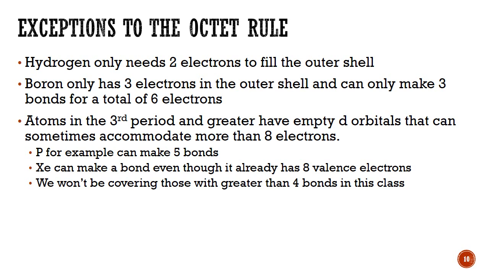And then, as I just said, atoms in the 3rd period or lower that have empty d orbitals can often accommodate more than 8 electrons. So phosphorus, for example, can make 5 bonds. Xenon, which is already a noble gas, you would think, oh, it can't make any bonds. It can actually make some bonds. It can hold up to 12 electrons. But just keep in mind, we're not going to be covering those that have more than 4 bonds in this class, but there are some out there. Didn't want you to think I was lying to you or anything.